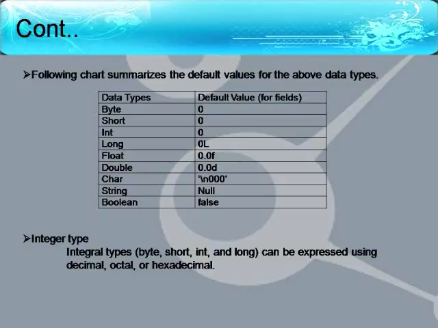The Java programming language is statically typed, which means that all variables must first be declared before they can be used. This involves stating the variable's type and name, as you have already seen.